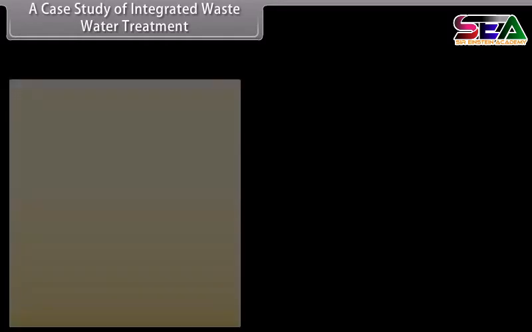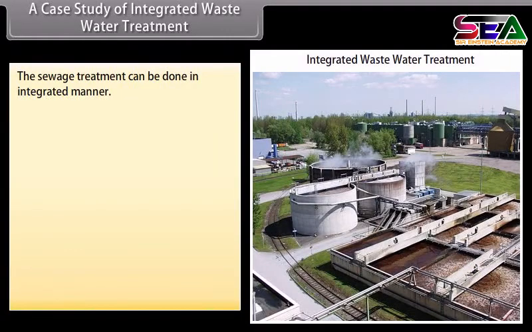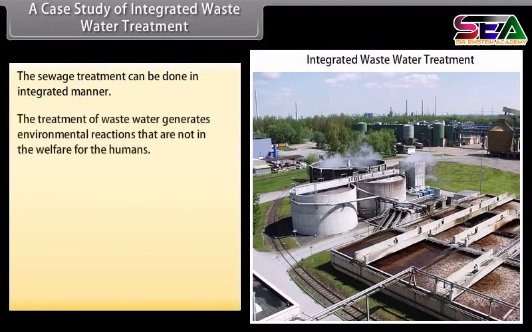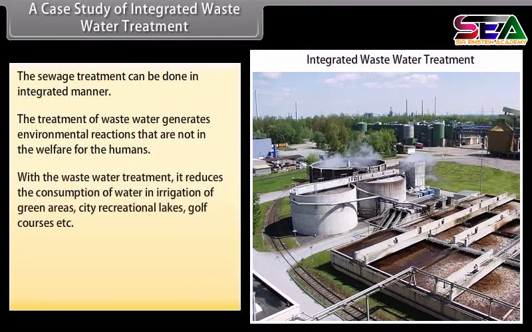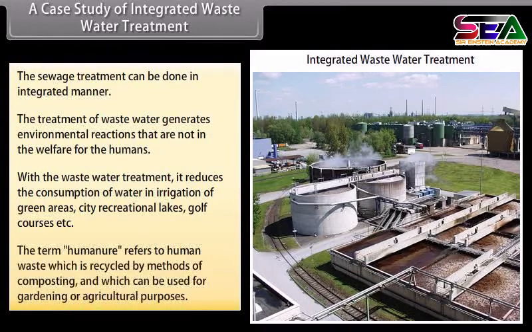A case study of integrated wastewater treatment. The sewage treatment can be done in an integrated manner. The treatment of wastewater generates environmental reactions that are not in the welfare of the humans. With wastewater treatment, it reduces the consumption of water in irrigation of green areas, city recreational lakes, golf courses, etc. The term humanure refers to human waste which is recycled by methods of composting and which can be used for gardening or agricultural purposes.